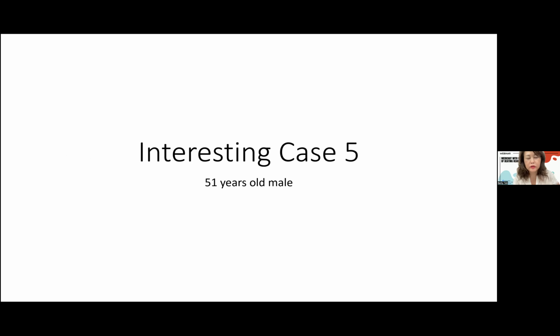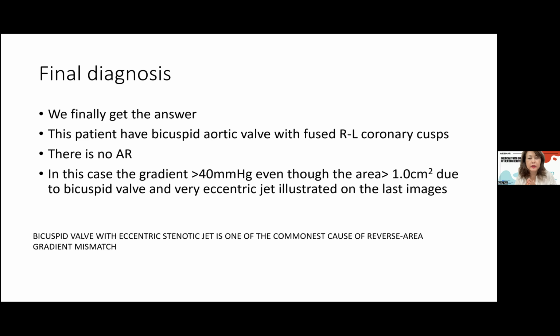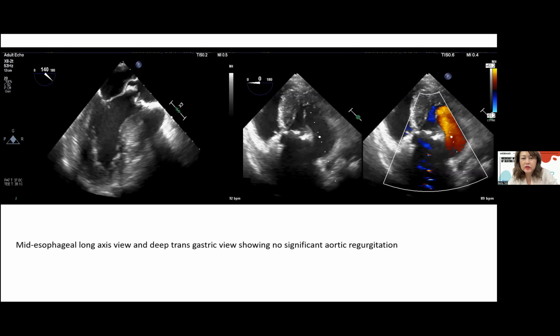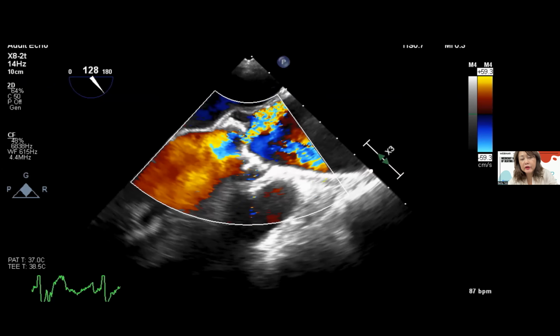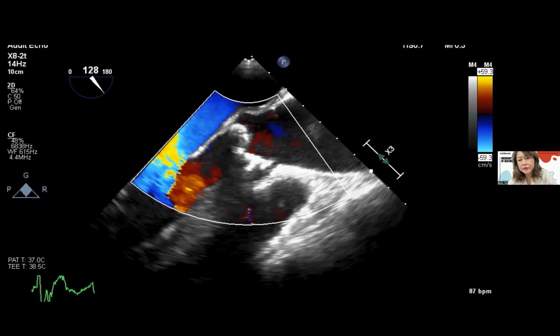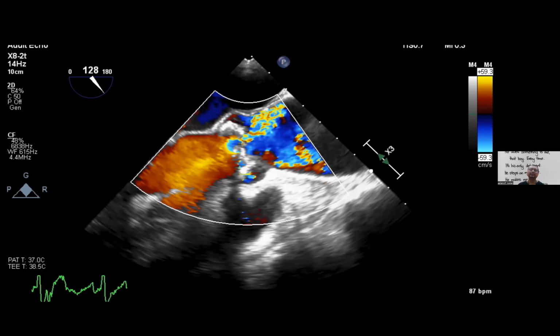Okay, now wait, go back to that case because I got a question. I want to ask you, in this case, do we take it as severe then? Do we take the gradient or do we take the area? So in this case, we take the area rather than the gradient.